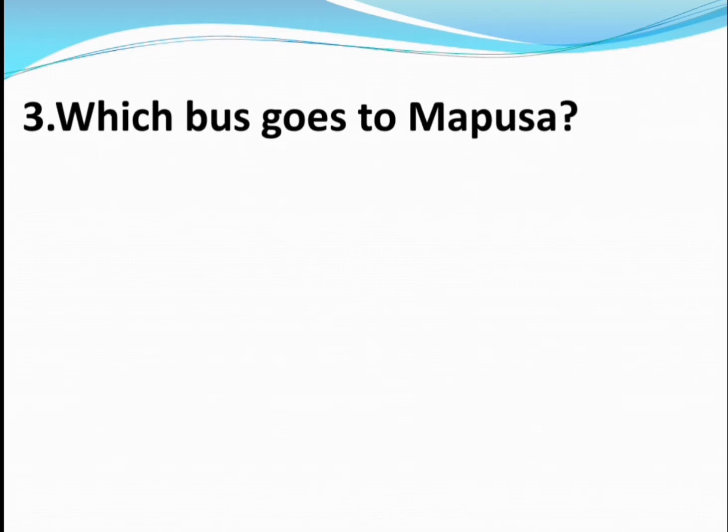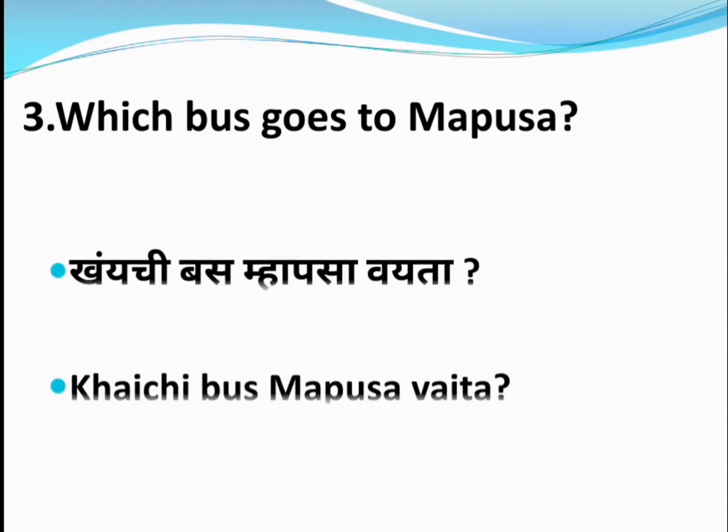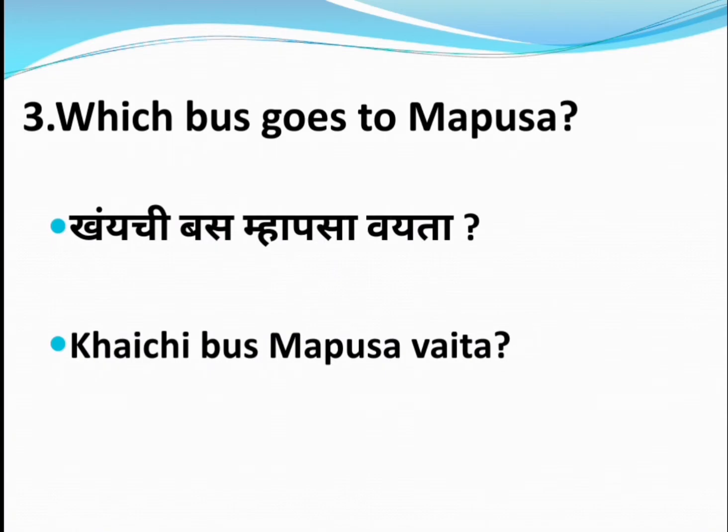Now see the next question. Which bus goes to Mapsa? In Konkani we ask is खंयची बस म्हापसा वयता? खंयची means which, वयता means going.